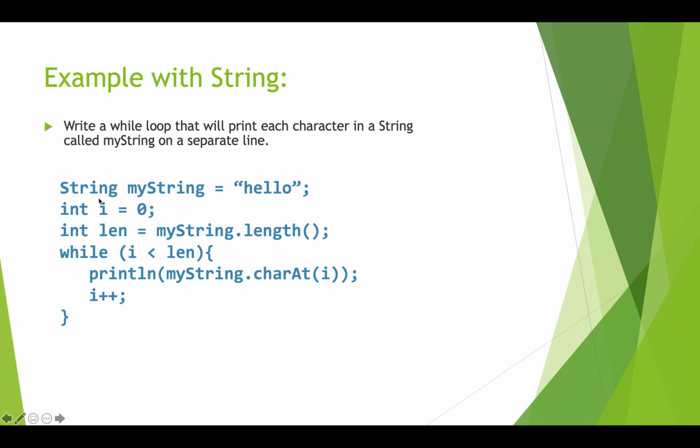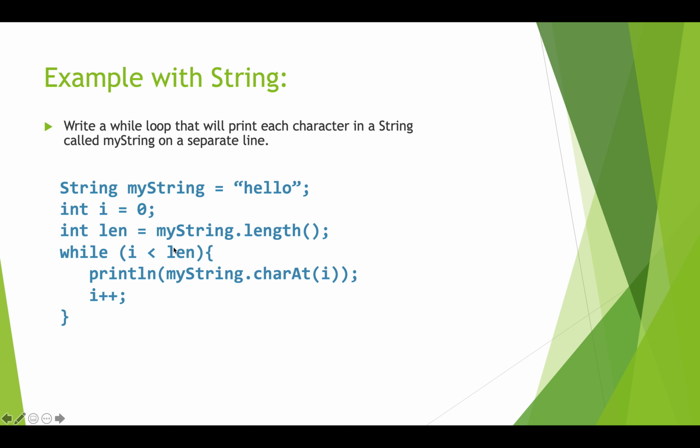Here's the code. We have initialization where we set our string to hello. It's called myString. We initialize a variable that's going to count along as we go through the characters. We're going to set it at 0. And this is because we index from 0 in strings. We have a variable called len, which is the length of the string. So when we call myString.length, it's going to return 5 because there's 5 characters in hello. So len is 5. And so now we have our while loop.